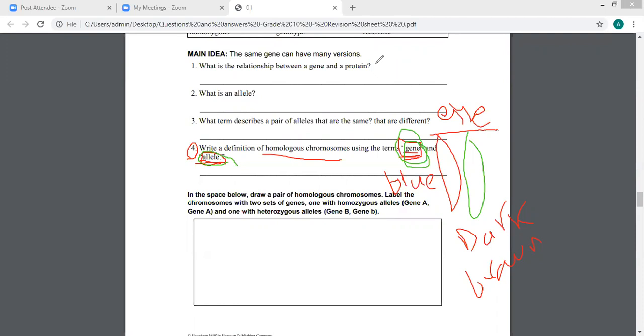Next one, this one. Draw a pair of homologous chromosomes, label the chromosomes with two sets of genes, one with homozygous alleles, gene A, and one with heterozygous alleles, gene B. Okay, it is the same. We'll write two chromosomes.